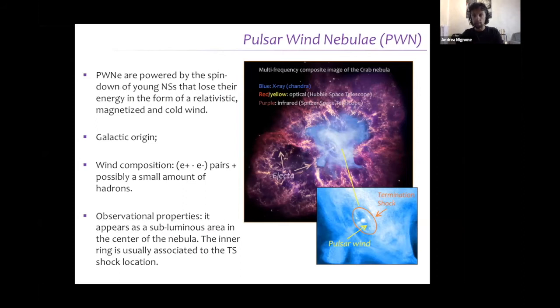There is another class of objects, different from AGN, which is of galactic origin: pulsar wind nebulae, but they share many similarities. Pulsar wind nebulae are powered by the spin down of young neutron stars that are losing energy in the form of a relativistic magnetized wind. The wind composition is probably made of pairs and also a small amount of hadrons. Pulsar wind nebulae are very interesting since they can achieve relativistic energy, but they have galactic origins, so we have more information available. They are, in a sense, a little bit easier to study, because the comparison with observation can be done more accurately.